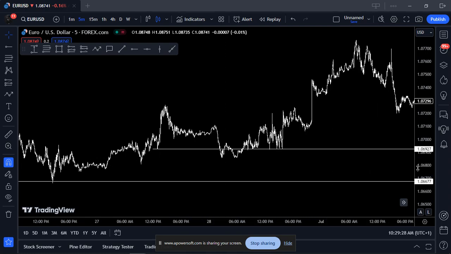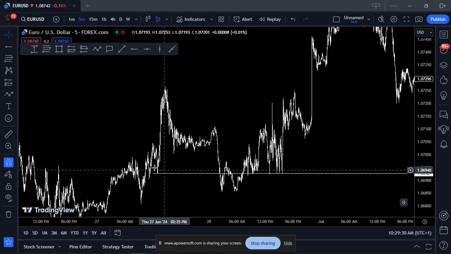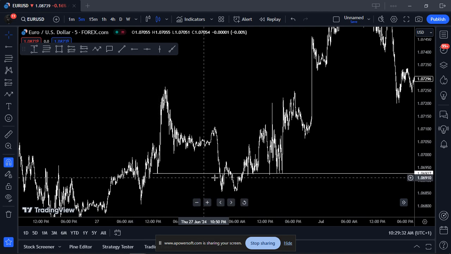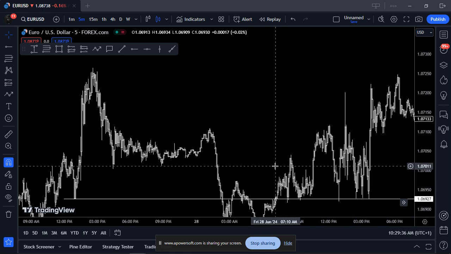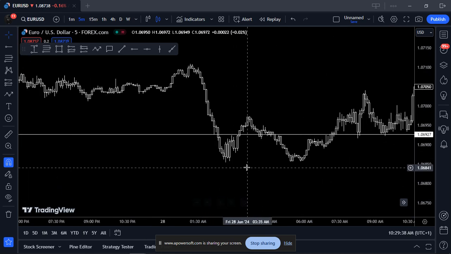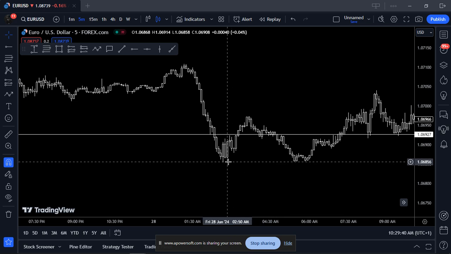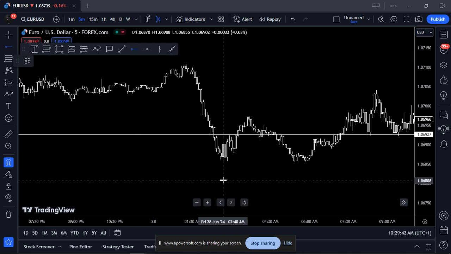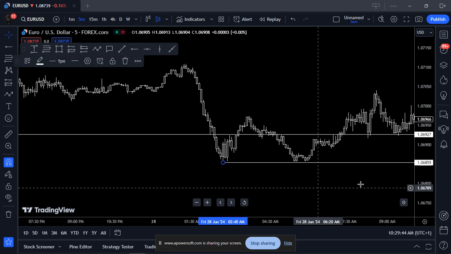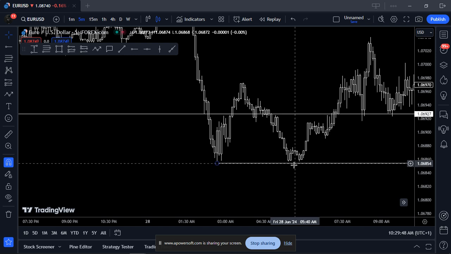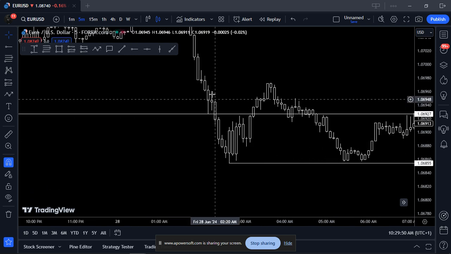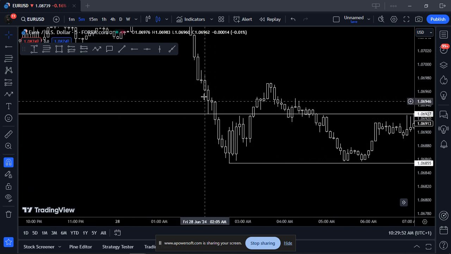Look at the 5 minutes now. After the 1 hour liquidity has been taken here, let us take a look at our 5 minutes time frame. Check this out. Let us draw a line here. You see, this low was not taken. It wasn't. And look here, there's a liquidity here.